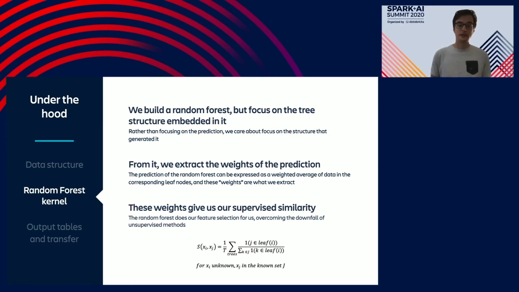And if you haven't made the link already, it's those weights in the weighted average that we use as our similarity scores. Now, they can be extracted with the formula on the slide, namely, similarity is a fraction of terminal nodes two licenses land together in, normalized for how many other known examples are in that terminal node, and taken across all trees in the forest.